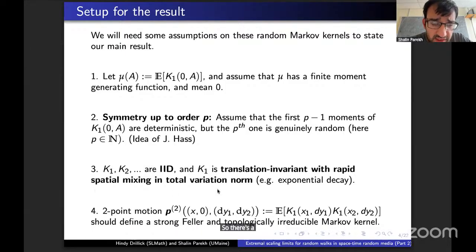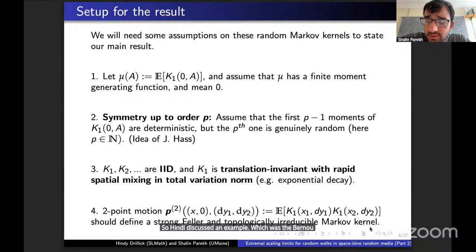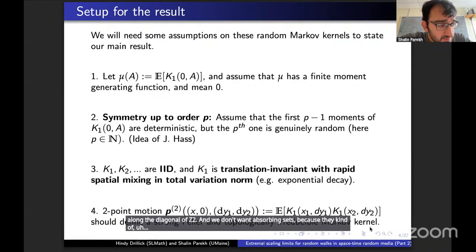There's a precise inequality that I could write here, but it's kind of intuitive: if you look at two kernels that are far apart, then they're roughly independent. Then the final condition is a technical condition that I'm going to impose, which is that this 2-point motion, which is defined as the expectation of this product, should define what's called a strong Feller and topologically irreducible Markov kernel. What this means essentially is that we want to get rid of situations where we might have absorbing states in the 2-point motion. Hindy discussed an example, which was the Bernoulli case of her random walk in random environment. In that case, the 2-point motion has an absorbing set along the diagonal of Z^2. And we don't want absorbing sets because they kind of ruin everything.